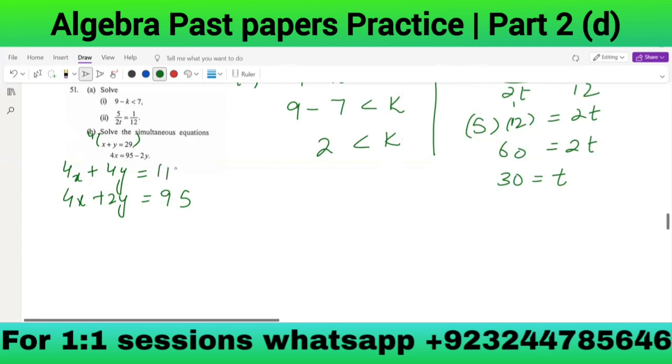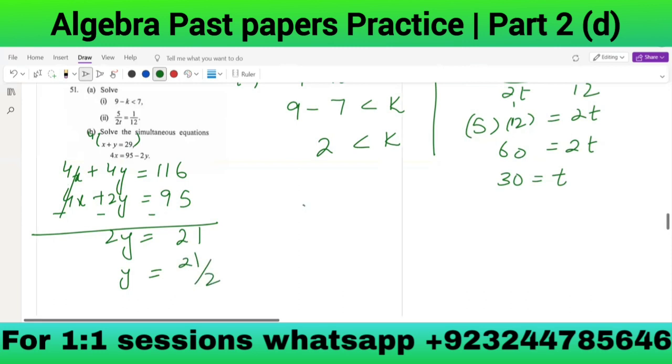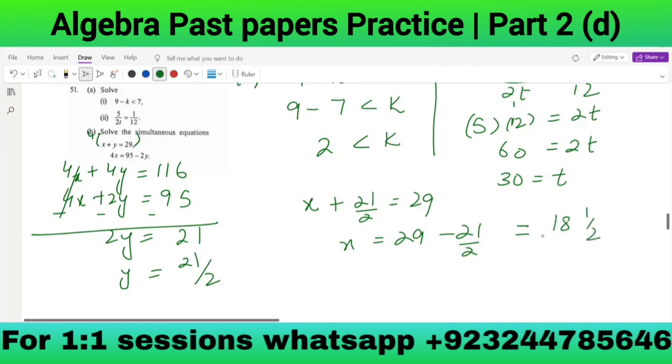Okay. So now you need to subtract them. You will get 2y, which is equal to 6 minus 5 is 1, 21. So y is equal to 21 by 2. And now you can get x plus 21 by 2 is equal to 29. x is equal to 29 minus 21 by 2. And x is equal to 18 1 by 2.